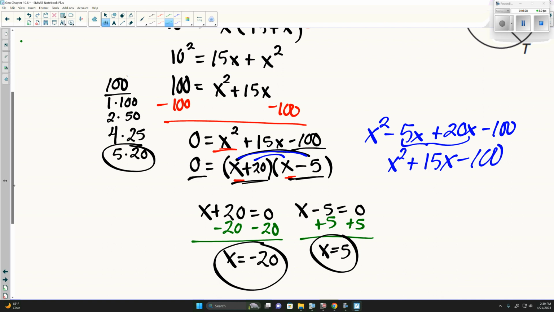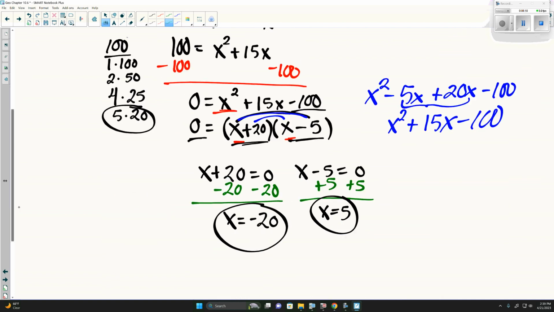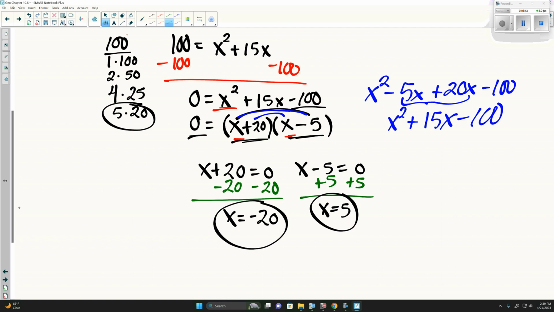So if we look back at the problem, x is on the outside. It's the length of RS, yes? Is there one of these two values that won't work? Which one? Negative 20, because we can't have a length that is negative. So RS is 5. Most likely here, yes. For most of the ones that we'll do, there's going to be one that doesn't work.